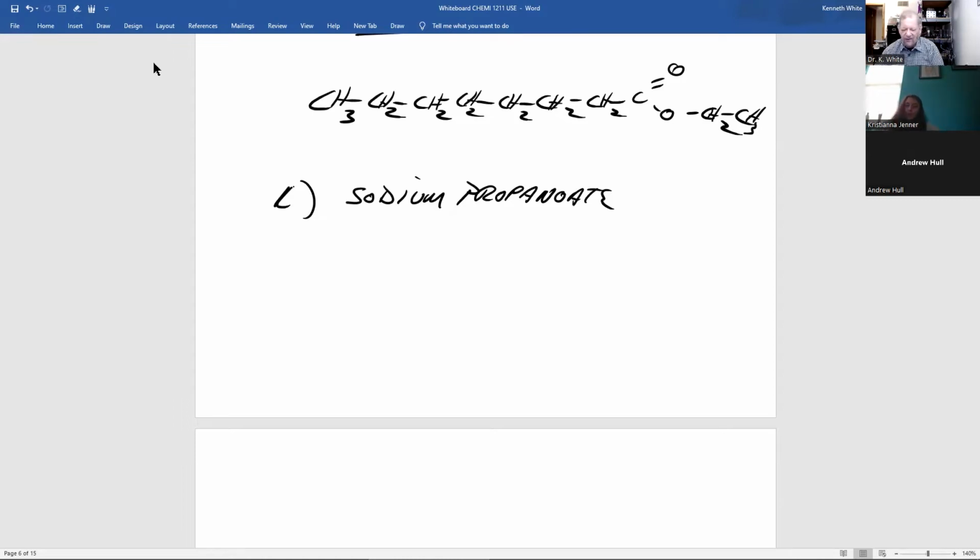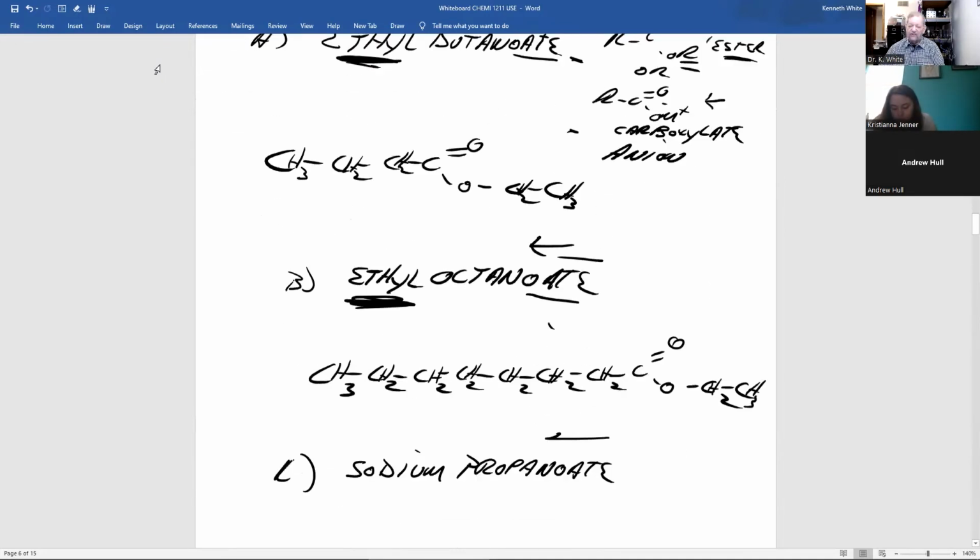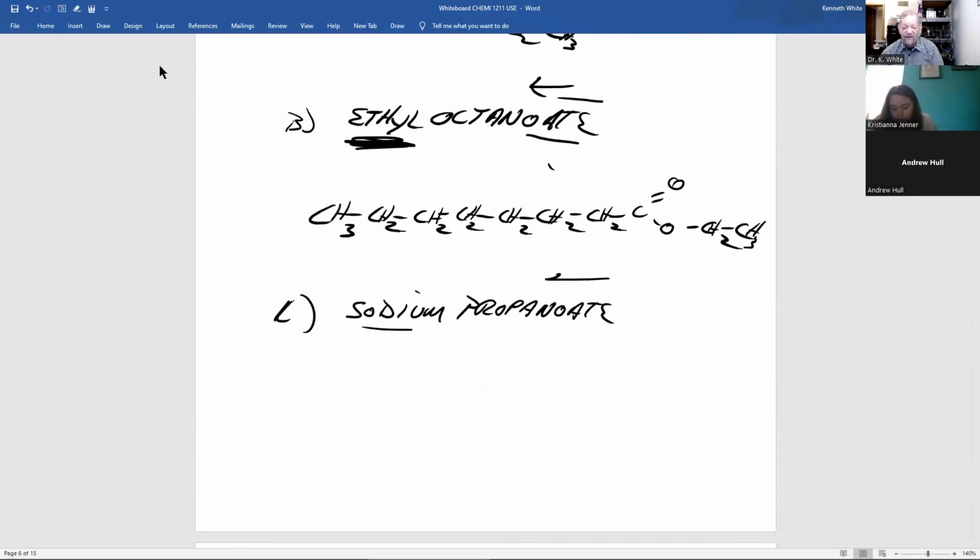Thank you, Andrew. How do we decode this? We start from this end and the OATE ending. It can be either an ester or a carboxylate anion. And how do we tell? We look in front. We have an element. If this were an E, propane, 3 carbons. Since it's a carboxylate anion, I have a carbonyl, oxygen minus, what's my M plus? Well, it's sodium, Na plus.